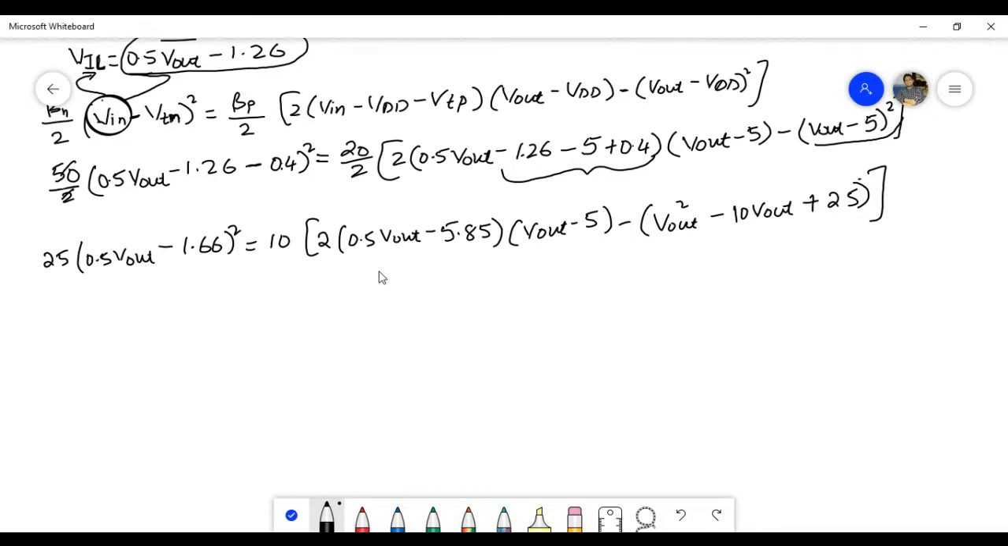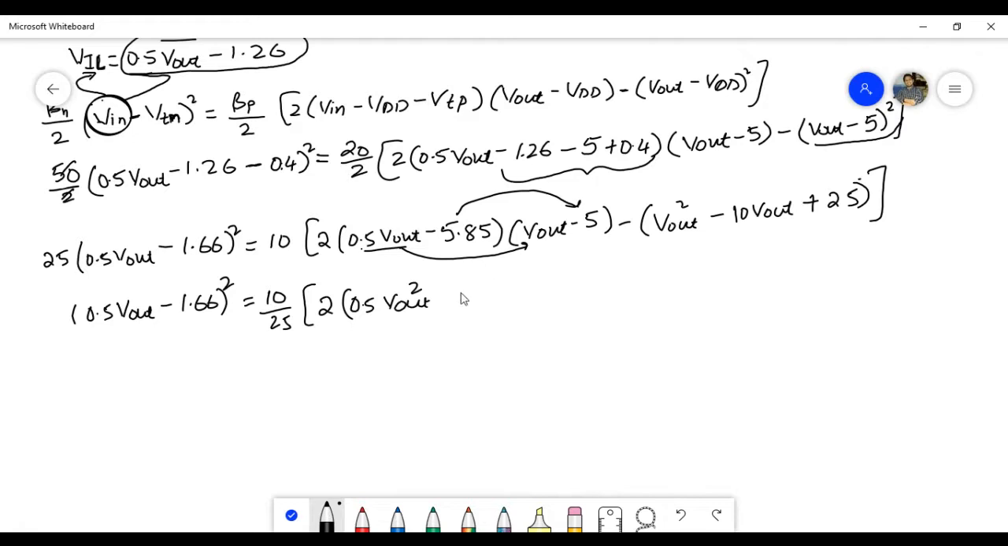So let us write this: 25. So it will be 0.5 V out minus 1.66 whole square. 10 by 25 will be how much? You can write it. Okay, 2 into 0.5 into V out into V out will be 0.5 V out square, right? If I multiply these two terms.